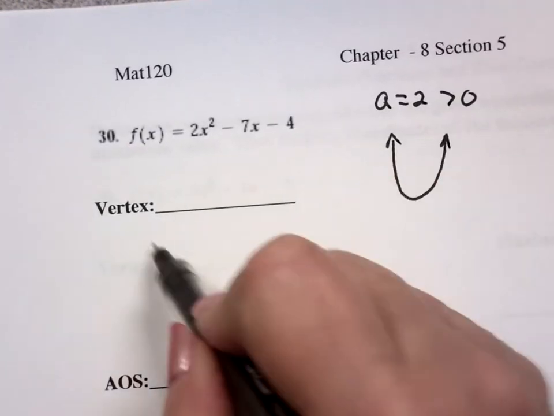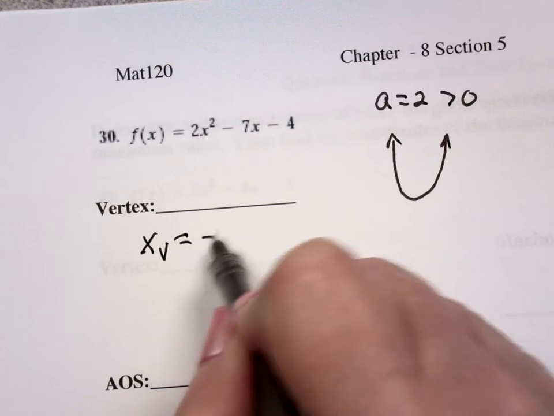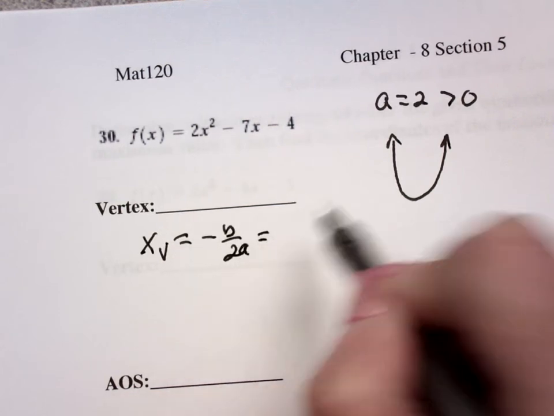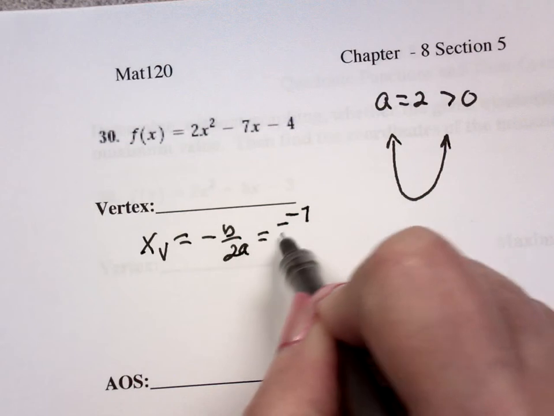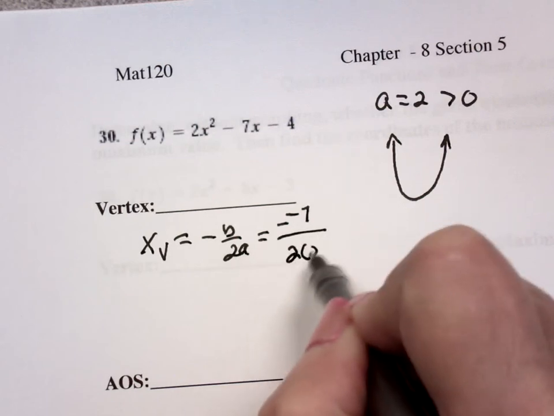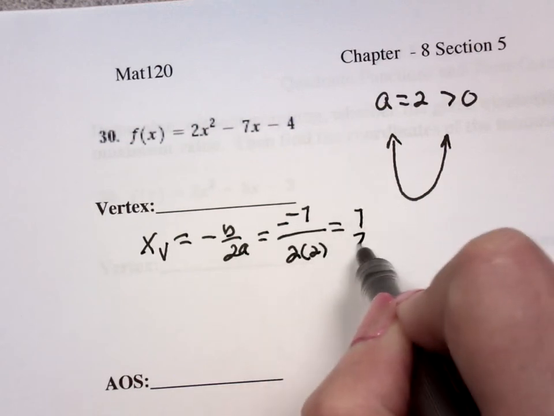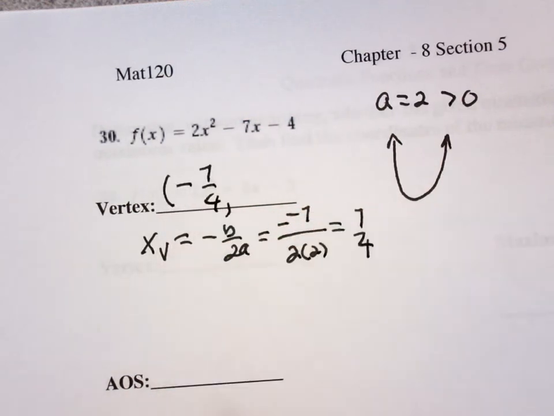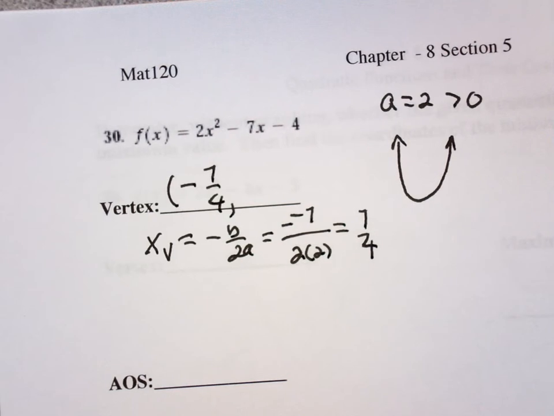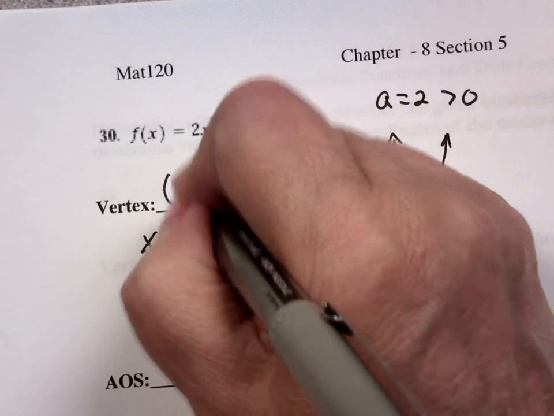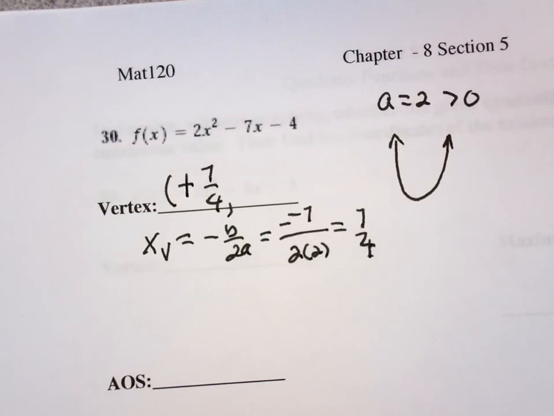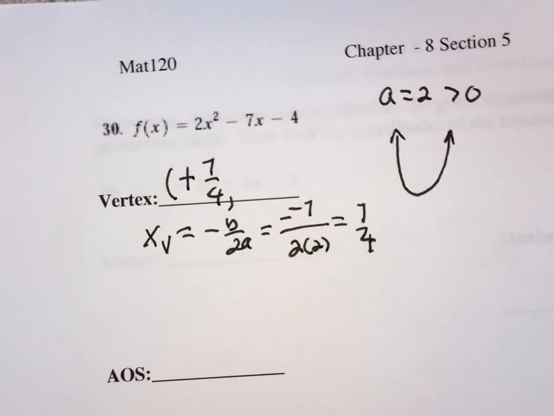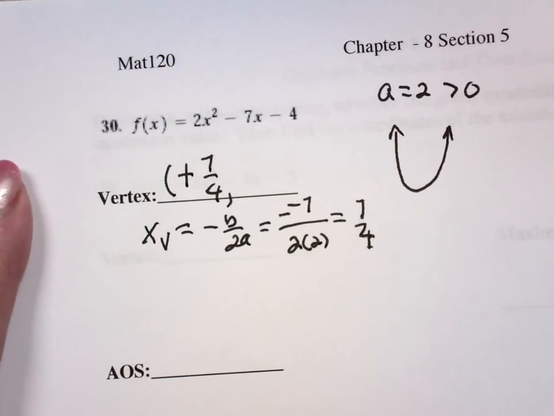Well, the first thing I have to do is find the vertex. So the x-coordinate of the vertex is minus b over 2a, which is minus negative 7 over 2 times 2, which is 7 over 4. And all I have to say to that is I don't like that number. It's positive 7 over 4, thank you. I don't even like that number. I liked it less when it was negative, and I still don't like it even though it's positive.